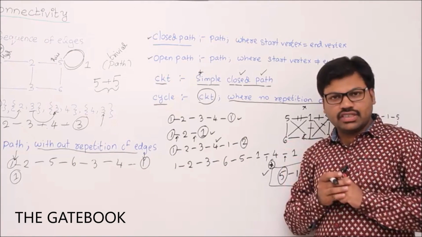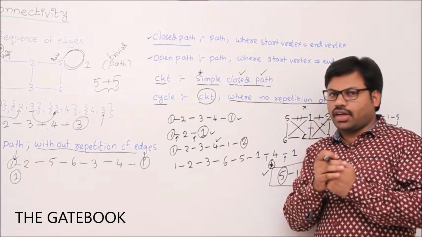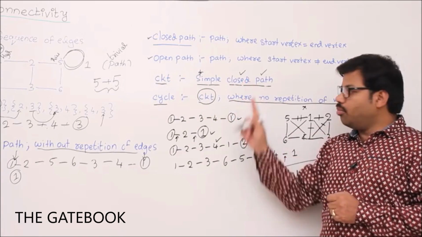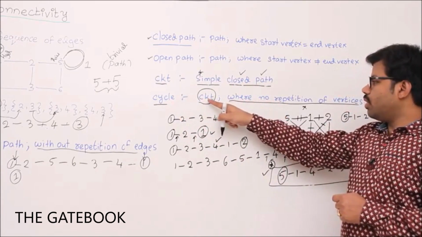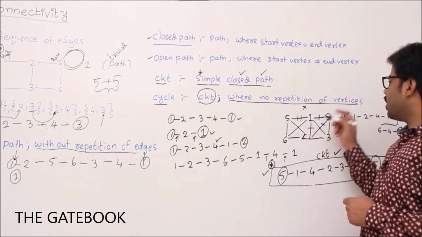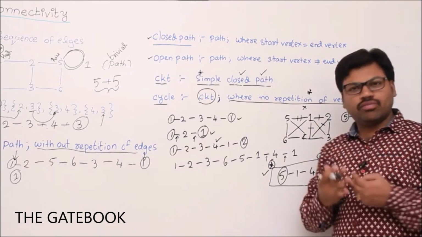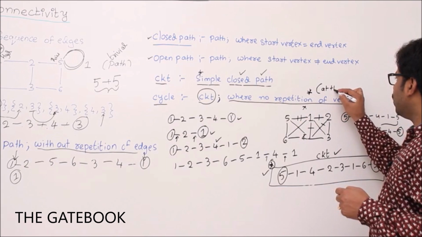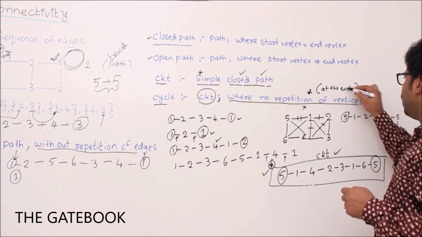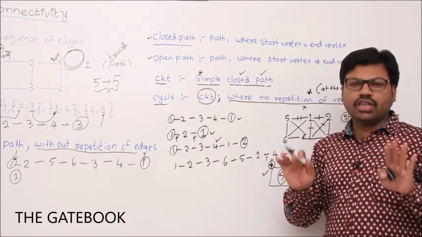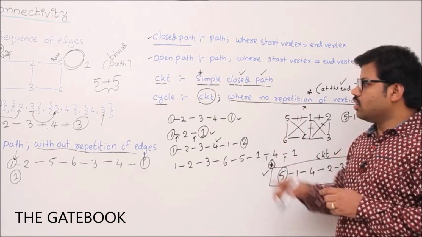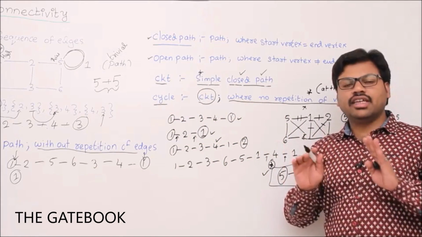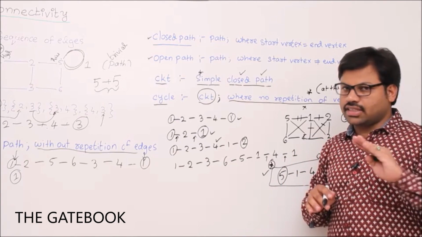But without repetition of vertices, how can you form a closed path? And why should we form a closed path first of all? To form a circuit, it should be a closed path. But cycle says that its condition is circuit and where no repetition of vertices. Without repetition of vertices, how can you form the closed path? That's why the exception: at the end you can repeat the vertices. At the end you can repeat, that's possible. Apart from that, you should not repeat the vertices. Okay, that's the exception. So finally, cycle is a circuit where no repetition of vertices except last vertex and first vertex.